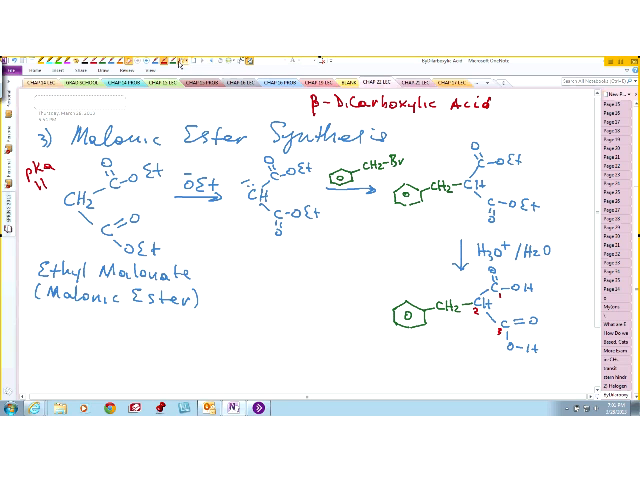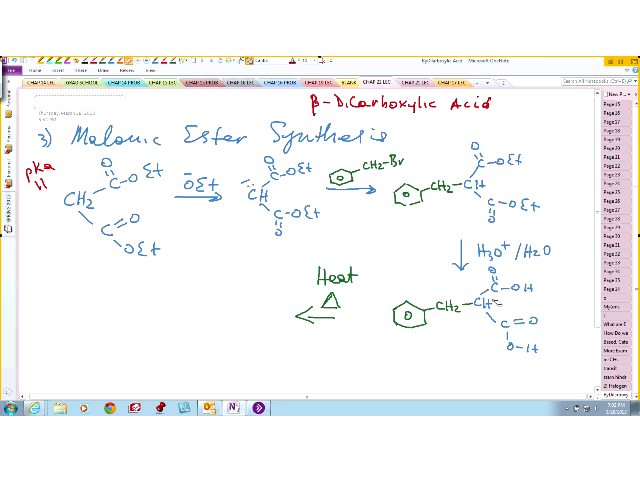Anytime you have that relationship, if you apply heat, you heat this up, what is going to happen? This beta dicarboxylic acid will lose a molecule of carbon dioxide right away. You have this here, so you are going to get what we call decarboxylation.